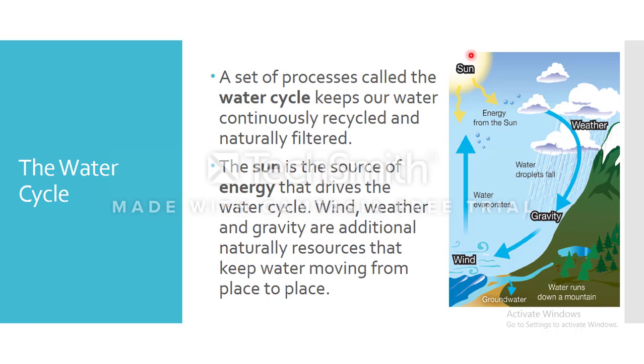On the right, you'll see a picture of the water cycle. The sun provides the energy to evaporate the water that's on the surface of the earth. When the water evaporates, it moves into the atmosphere where it condenses and becomes a cloud. Eventually, gravity will pull those water droplets back to the surface of the earth. We will learn about this more in the following slides.